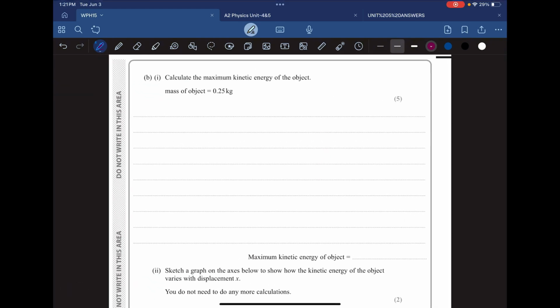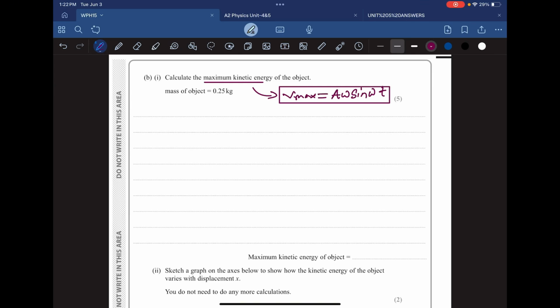Now moving on to this question, it says calculate the maximum kinetic energy of the object. Now to calculate the maximum kinetic energy, we will have to take into consideration the maximum velocity. For the maximum kinetic energy, we need the maximum velocity, which is v max, and we know the formula of v max is a omega sine omega t. Now how it comes actually, this can be shown using one picture.